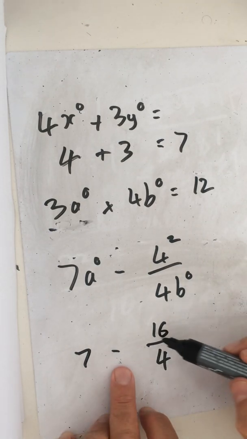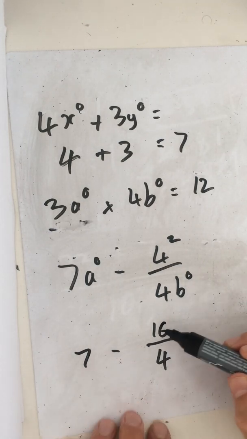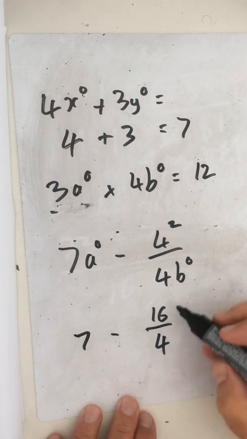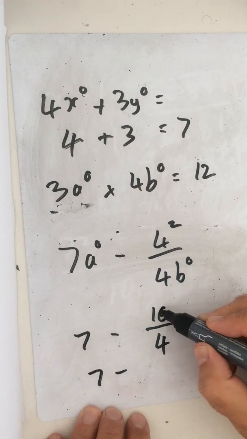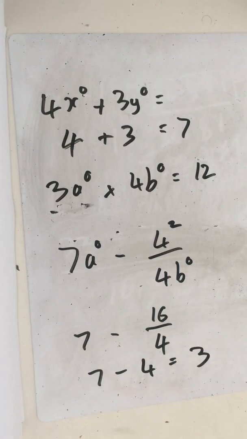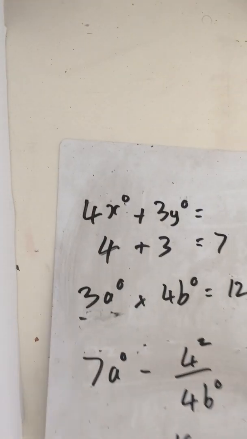BIDMAS now also tells us we have to do the division before we do the subtraction. So 16 divided by 4 becomes 4. 7 take away 4. The answer is 3. Okay, the answer is 3. So just remember the rules of BIDMAS when we're doing these today, because it can sometimes catch you out a little, maybe. Okay, right.